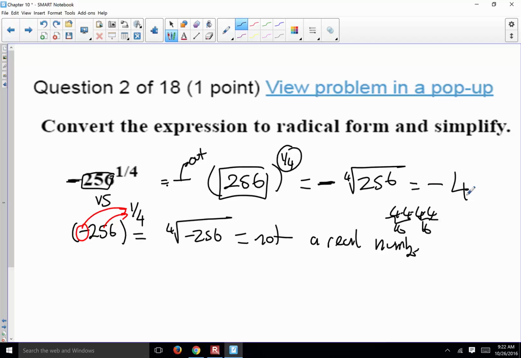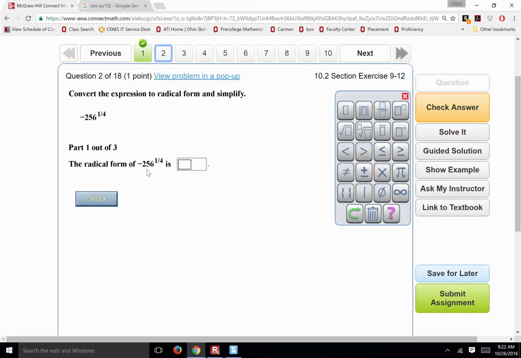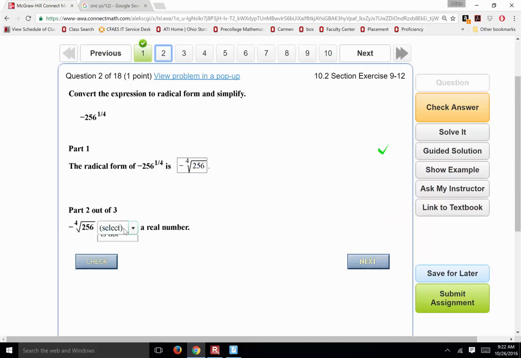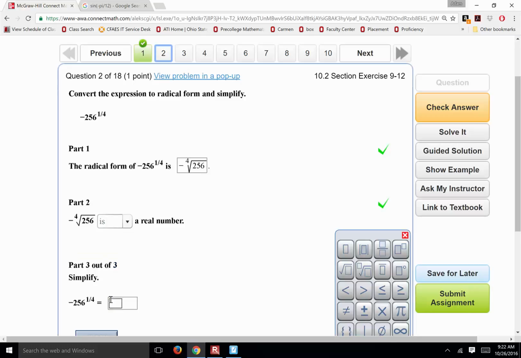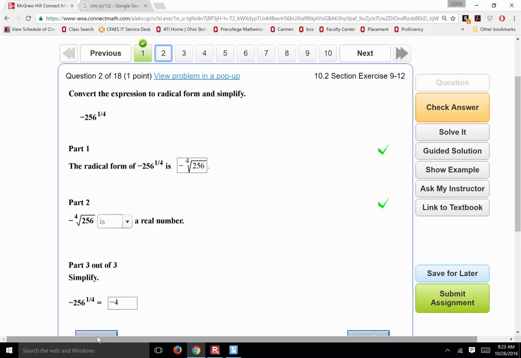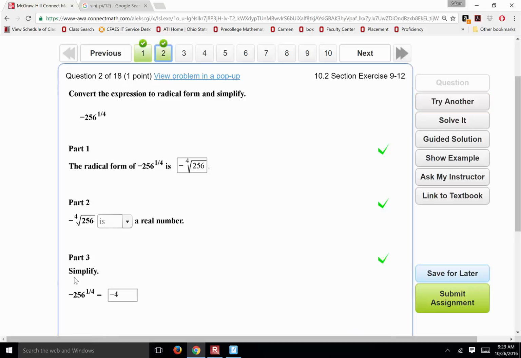Alright? So be careful. Looks can be deceiving. Convention in math is if the power doesn't have parentheses, we leave the minus independent from the power. So this thing is minus the 4th index radical of 256. And 256 is a real number. And it's minus 4.